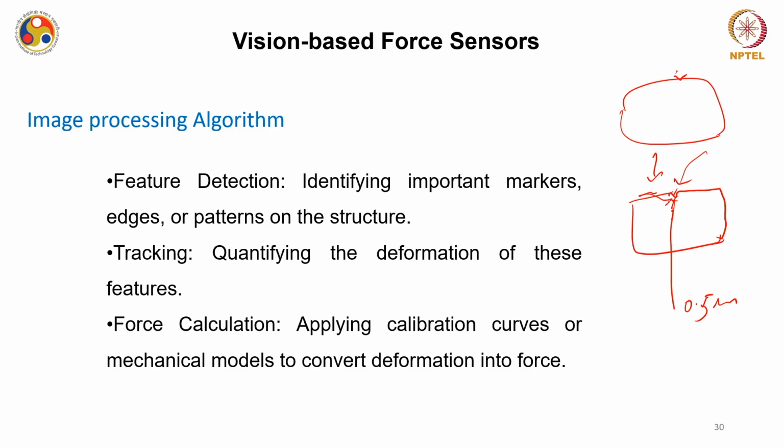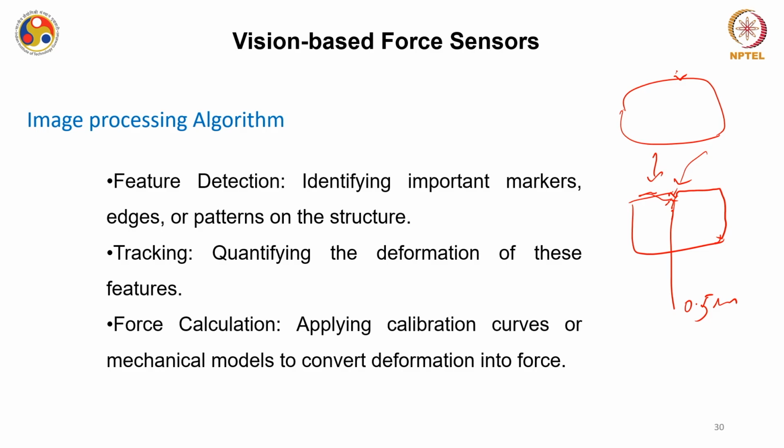So first is the feature detection. The idea is to identify important markers, edges or patterns in the structure. The second point is tracking. You quantify the deformation of these features, and it is possible by tracking them. By a sequence of images you can track them. And the final one is the force calculation. Once you have this, you can have force calculations.